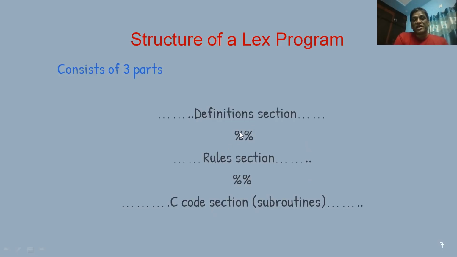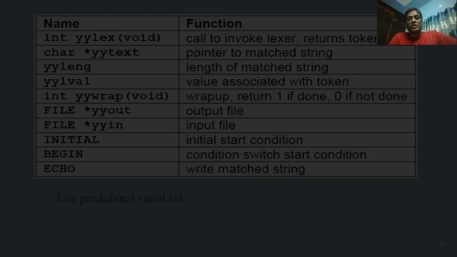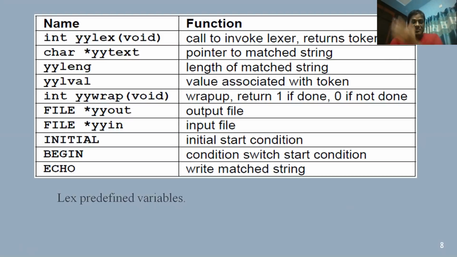Okay. So the beginning of the rule section is two percent symbols, followed by the ending of the rule section, again two percent symbols. So this is the structure of a Lex program. It consists of three parts: the definition section, in which the initialization is done; the rule section, where the patterns and their corresponding actions are defined; and the code section, which contains the subroutines or functions used by the rule section. Okay, and there are some predefined variables and functions available with Lex.